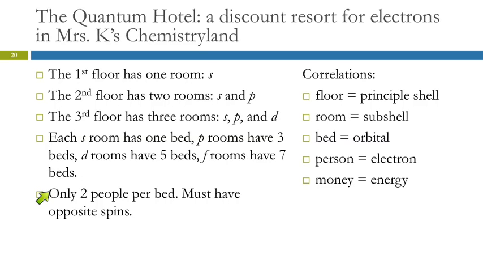The rules are only 2 people per bed. They have to have opposite spins. I've interpreted this different ways, but I like the sleeping upside down one the best. And so if you're confused, this is your key here. A floor is a principal shell or principal level. A room is a subshell or sublevel. A bed is an orbital. A person is an electron, and money is energy.